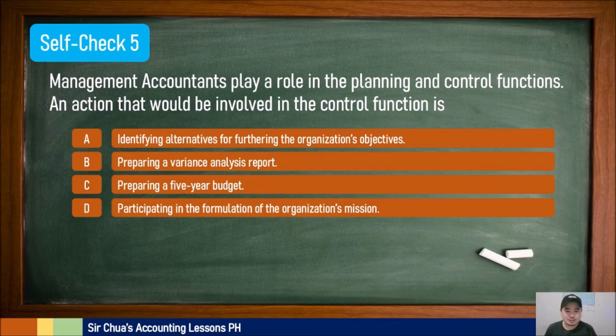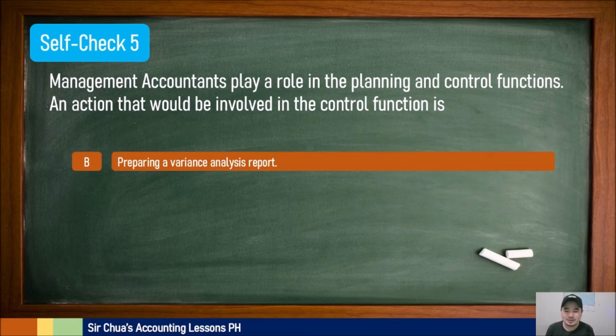Okay, the correct answer is letter B, preparing a variance analysis report. Remember that the control function includes performance evaluation. And in variance analysis, we are already checking the targets versus the actual operation. And dyan natin makikita sa variances kung favorable or unfavorable, right? So, nagkakaroon na tayo ng performance evaluation. That's why a preparation of a variance analysis report is a control function of the entity.